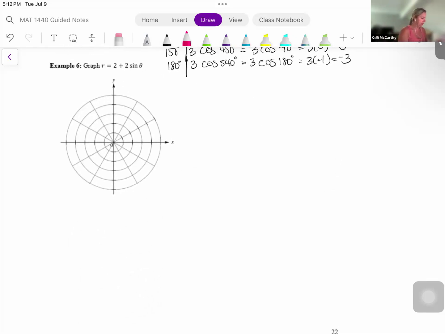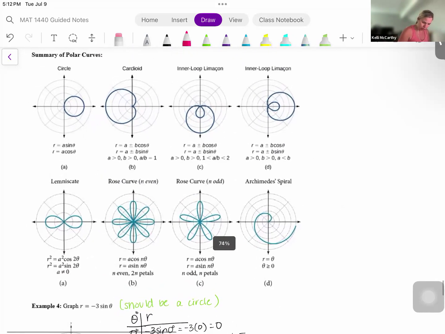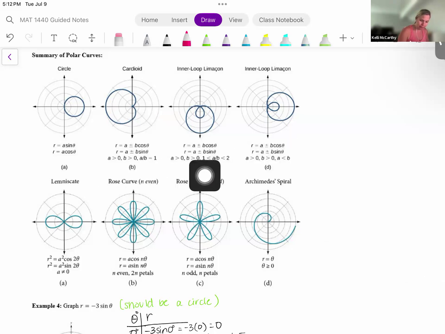All right, the next one, r equals 2 plus 2 sine theta. So let's go back to that chart and see which ones look like 2 plus 2 sine theta. It looks like all 3 of these graphs have that form. So now we want to look at some of these extra requirements. For a cardioid, we're going to have that a over b is 1, which means that a and b are equal, and that a and b are the coefficients. So it looks like we're going to be dealing with a cardioid in this graph.